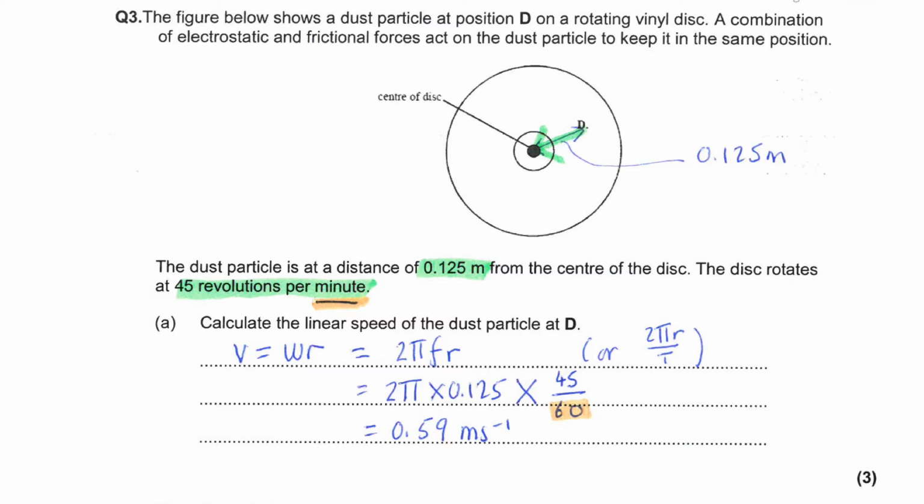Alternatively, you can think of the linear speed as the dust particle moves round in a circle as the circumference, 2 pi r, divided by the time period, and this would give you the same answer.